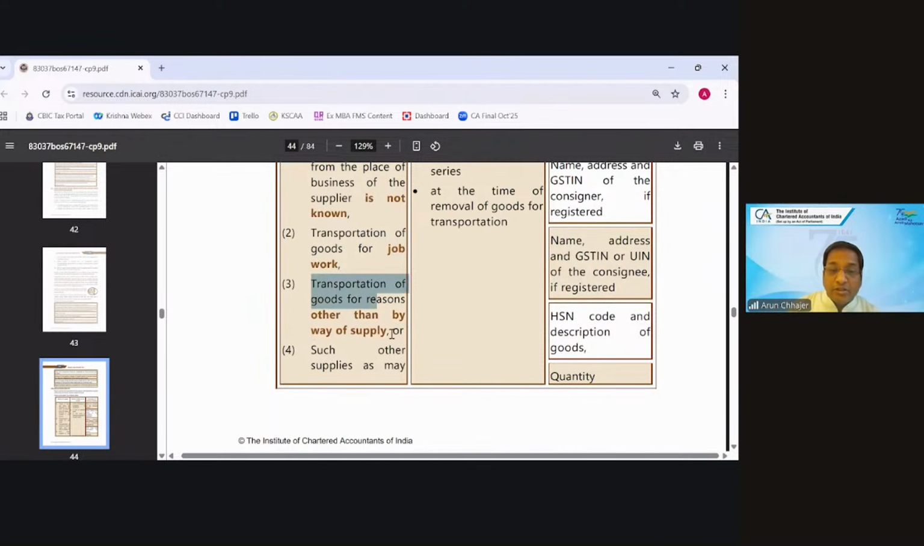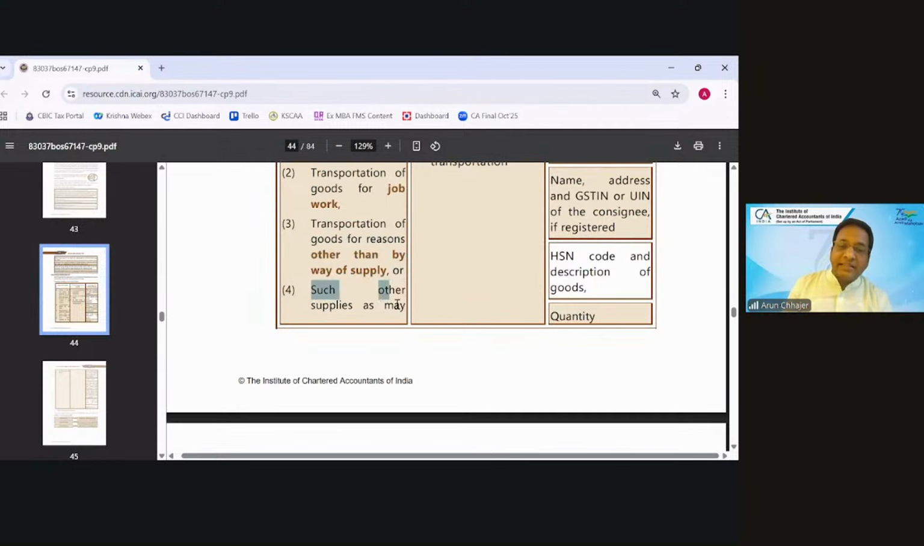Then third is transportation of goods for reasons other than supply. It is very broad. Why is it very broad? Everything is being covered. Let's say I am sending the goods on sales approval. At the time of removal, is it a supply? No. Then I will use the delivery challan. Where is it written? It is covered in point number 3: transportation of goods for reason other than supply. I am sending the goods out of India for exhibition purposes. Circular 108. Which document will I prepare? Delivery challan.